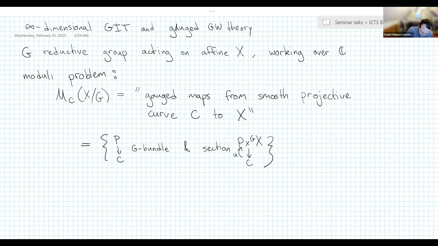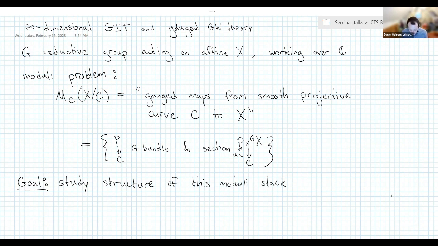So the goal of the talk, or the goal of the project, is to basically study the structure of this problem. The technicalities of stacks are not going to be important, although that is the language that we use to do this.